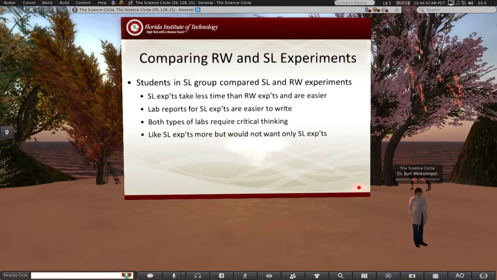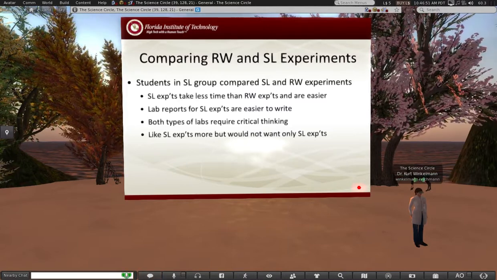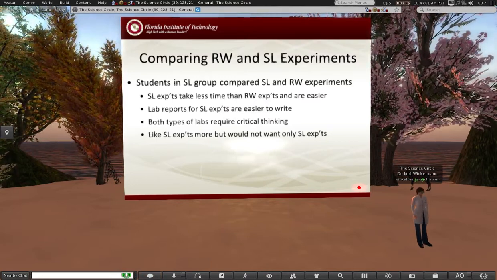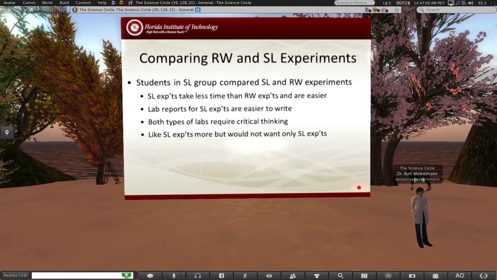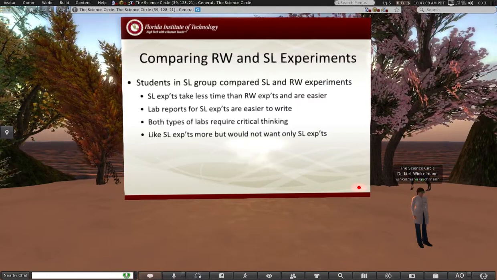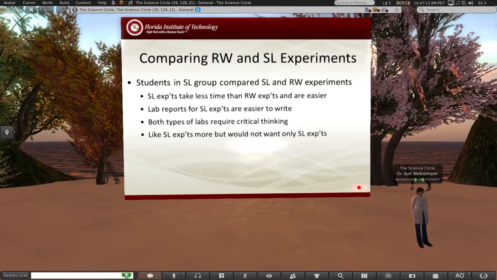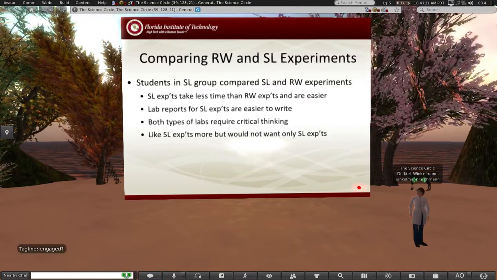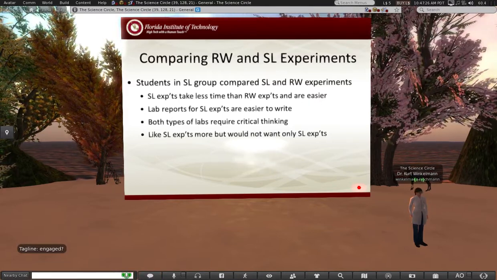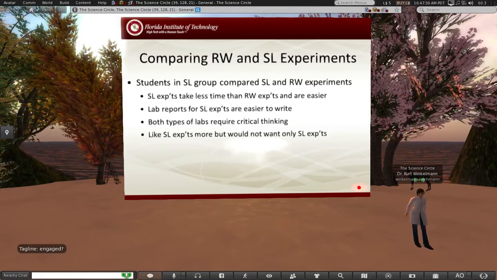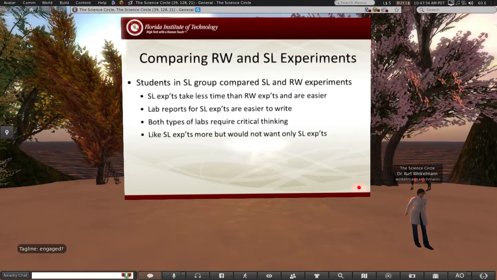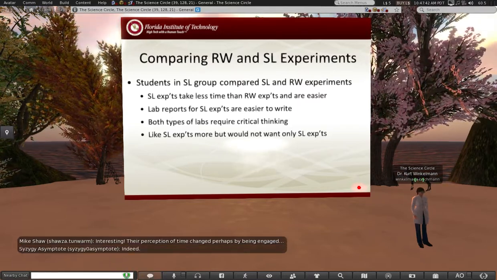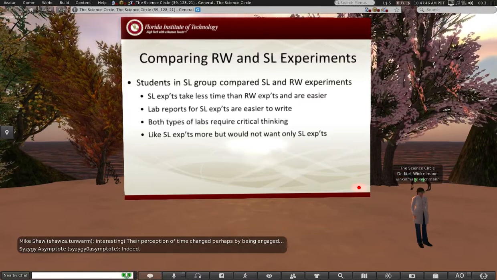We then asked them to compare the real world and Second Life experiments. They said that the Second Life experiments took less time. That, interestingly, wasn't the case. The Second Life experiments took just as long, but the students, I think, used their time more productively. They weren't waiting around in the lab room trying to find pieces of equipment. Everything in the Second Life lab was laid out for them, and so it was a more straightforward experience for the student. In the virtual lab, they saw all the equipment they needed; it was all there. They weren't distracted by other students, or wondering where to find a certain chemical, and so forth.